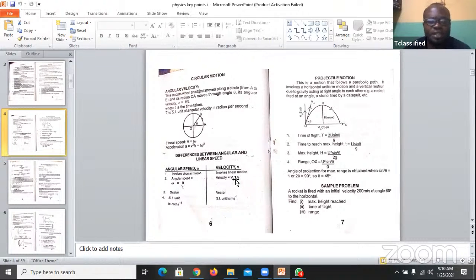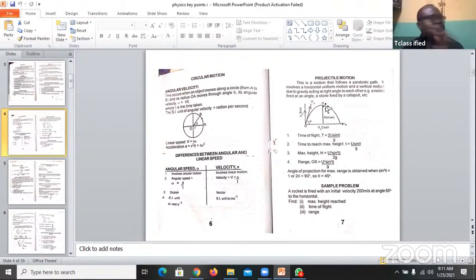Whereas in linear velocity, you simply have distance over t. So in angular velocity, you're looking at the theta, that is the angle gone by, whereas in linear velocity, you're looking at the distance gone by, okay? Angular velocity is a scalar quantity. Angular speed, not velocity this time, is a scalar quantity. Linear speed, velocity is a vector quantity. The SI unit for angular velocity is rad per second, whereas that of velocity is meter per second.